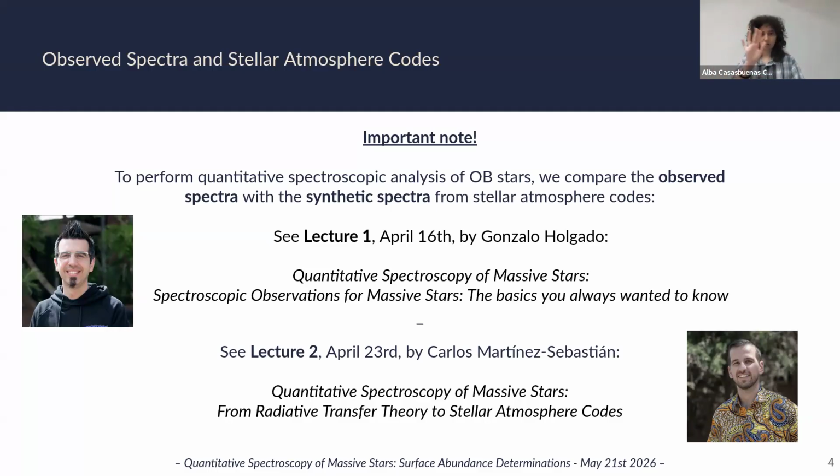Carlos did a very nice review in lecture 2 of the stellar atmosphere codes, but I wanted to go over them a little bit more also in this lecture, particularly to speak a bit about the atomic data that we need to include in the stellar atmosphere codes in order to perform a good determination of the abundances.